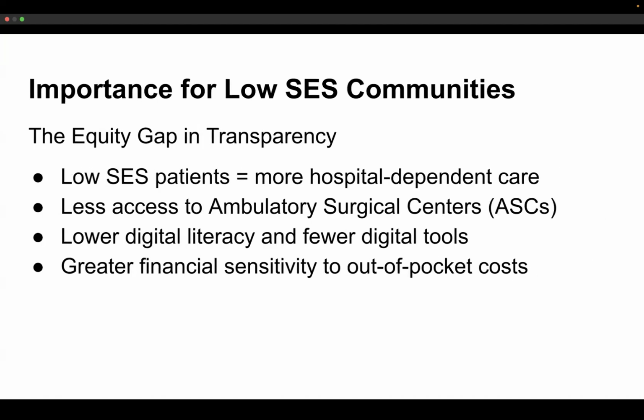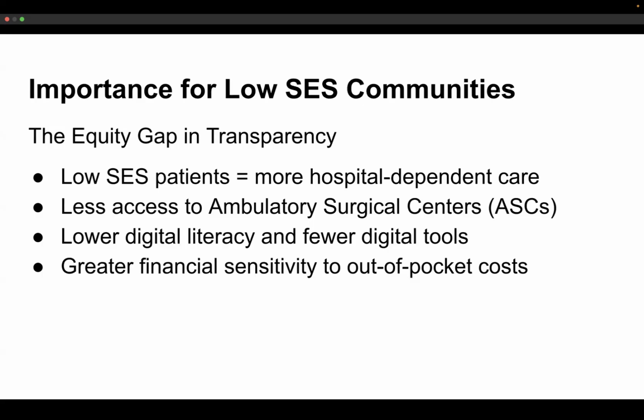What's the importance for low socioeconomic communities in this analysis? As we know, there's an equity gap that exists in healthcare access. That gap exists in pricing transparency as well. Patients from low socioeconomic status communities are more dependent on hospital-provided care. They are less likely to go to ambulatory surgical centers for orthopedic care, making hospital pricing data more critical for them.